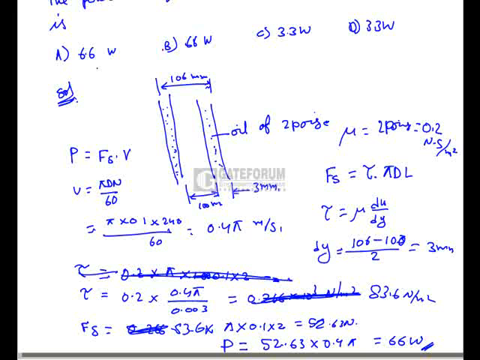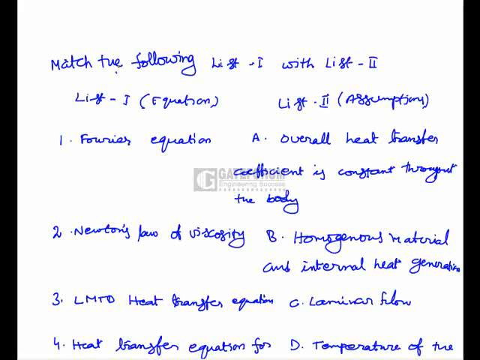So in the options, the right option is B. List 1 and list 2. Here list 1 consists of some equations and list 2 consists of assumptions made in the respective equations.